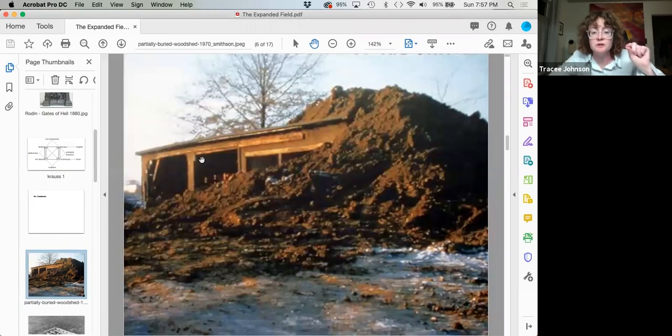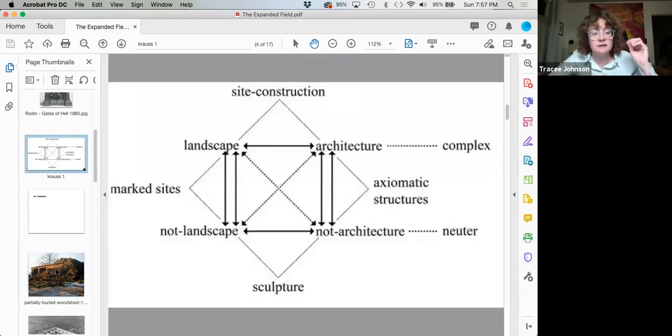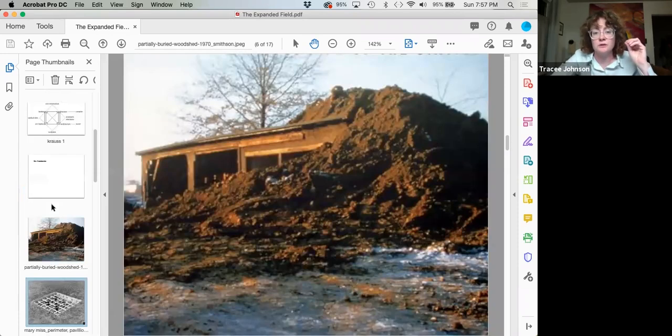And so when we start to look at this piece, you can see that, and yes, by the way, the finished piece looks like a construction site, right? So it's got that, but it's got landscape as part of it, this mounding, and it's got architecture, which is the bones of, you know, the wood here. So in Krauss's categorizations and definition, this is in that site construction, okay?